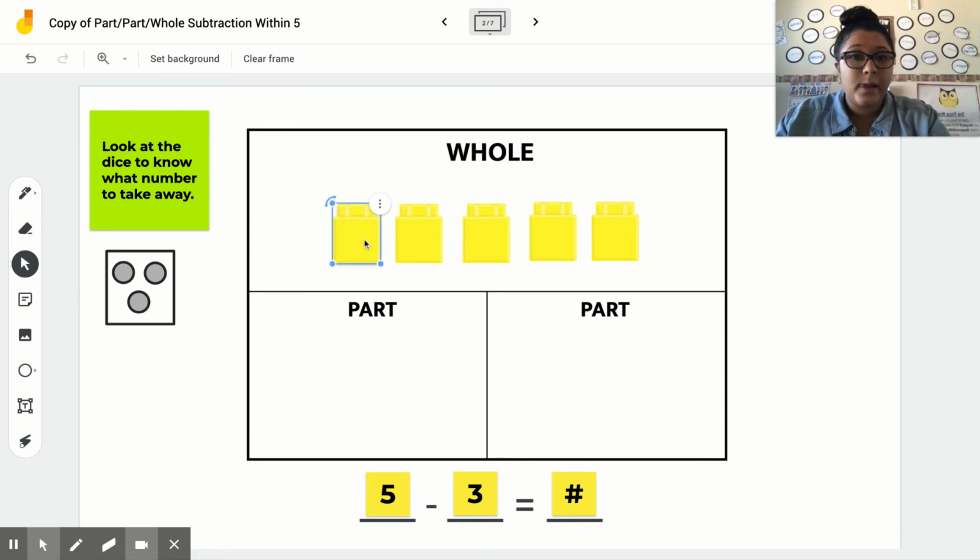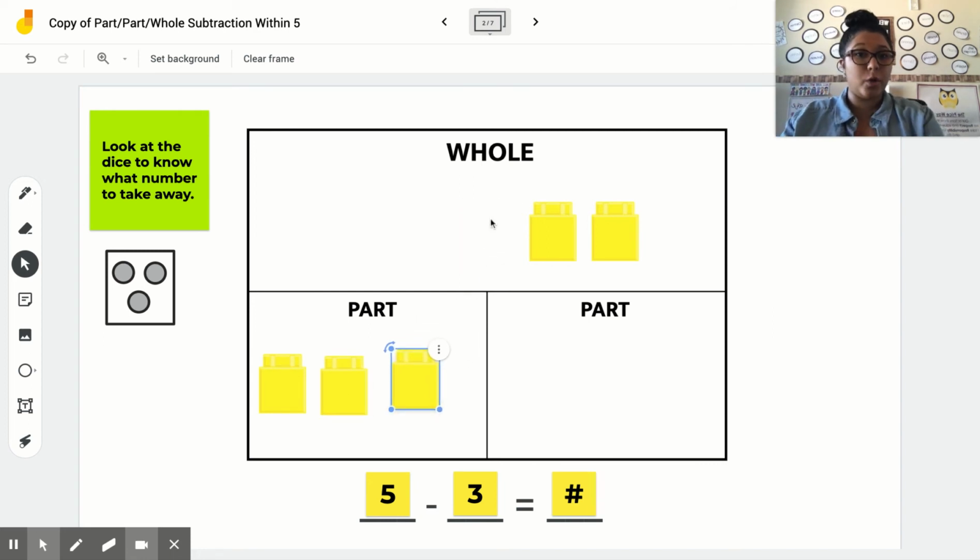I'm going to click and drag, and I'm going to put 3 in this part section, so that I know what I just took away from that 5. I took away from that whole number. I took 3 away. Now, what's that equal? 5, that whole number, take away or subtract 3. We took the 3 away, equals what? What do we have left over? Pull these down and count with me.